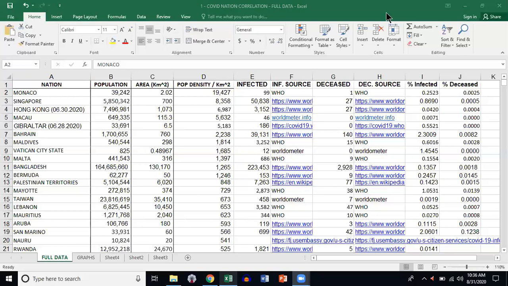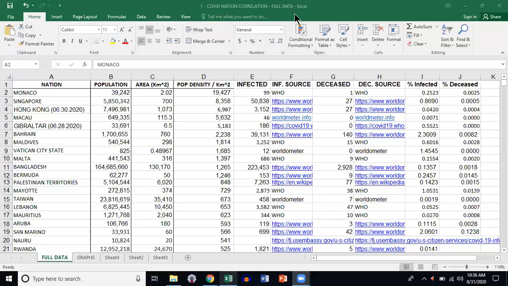I have here on the screen a spreadsheet in Excel, which is a master spreadsheet. Let me move this aside for a moment so you can see the title. This is COVID nation correlation full data. I just put a number in front of it so it is the first file that appears on the list of files that I have in this folder for the Summer Research Institute of 2020. So that's the title of this spreadsheet.